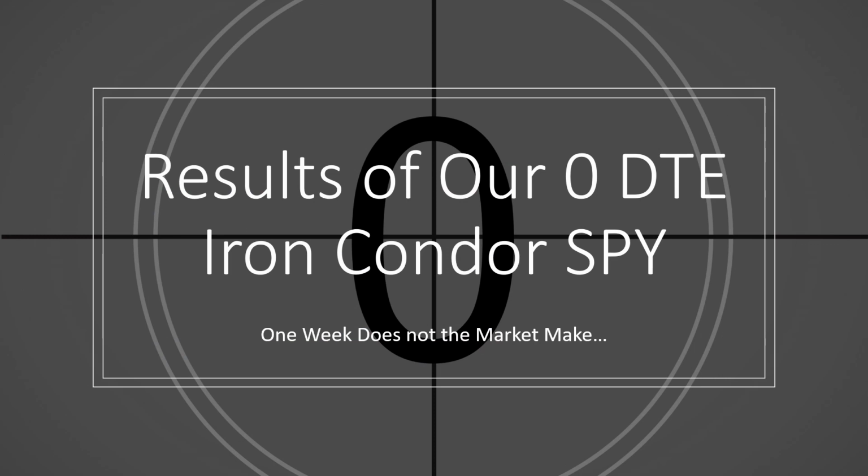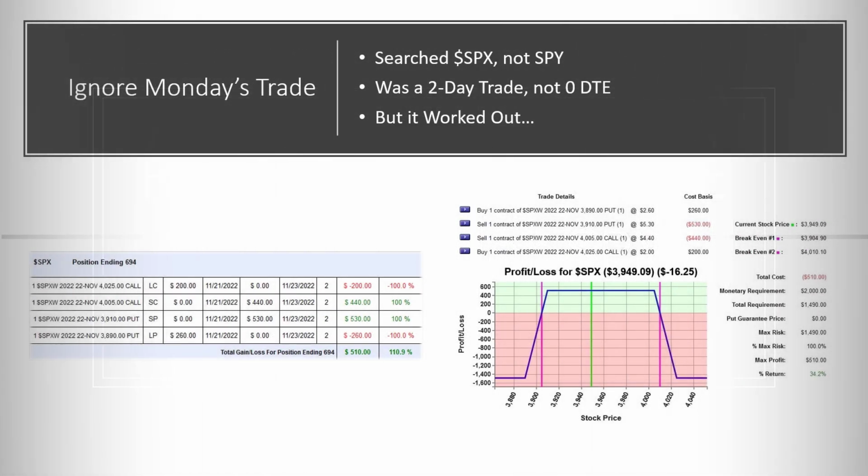All right, so 1 week does not the market make, but let's review the results of our 0 days to expiration Iron Condor on SPY for Anthony. Now, we ignore Monday's trade. We accidentally searched SPX, not SPY. It was a 2-day trade, not a 0 days to expiration. It did work out, but it got really, really close.